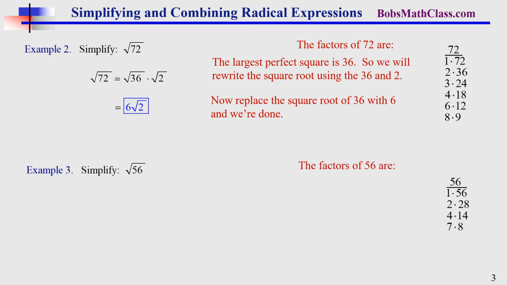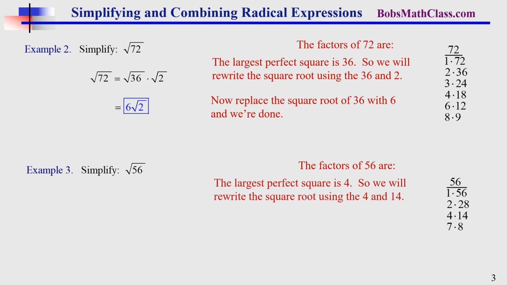Square root of 56. 1 and 56, 2 and 28, 4 and 14, 7 and 8. Which pair are we going to use? Right, the 4 and 14. Square root of 4 is 2. So we'll replace the square root of 4 with 2, and then you're done.